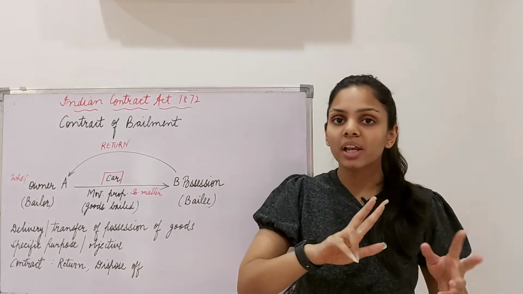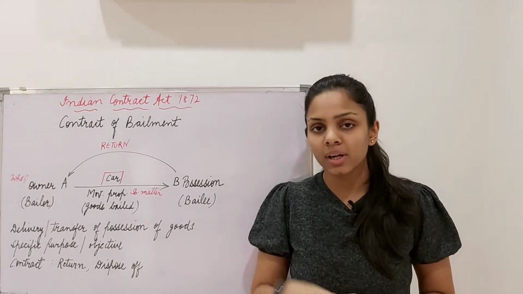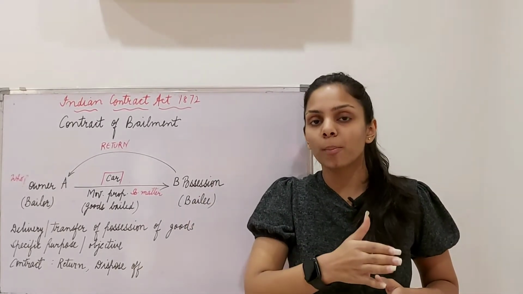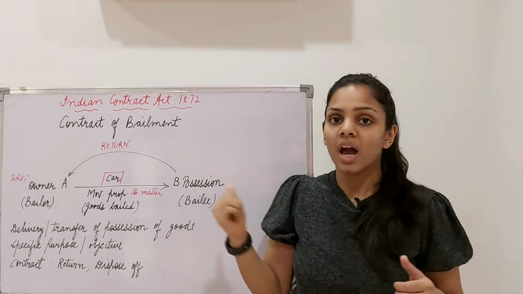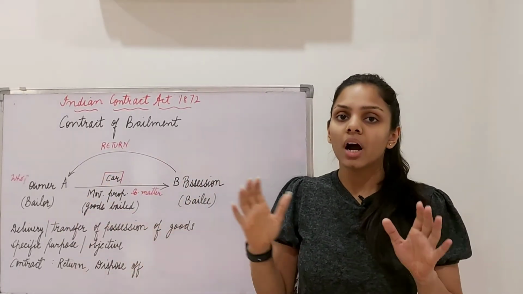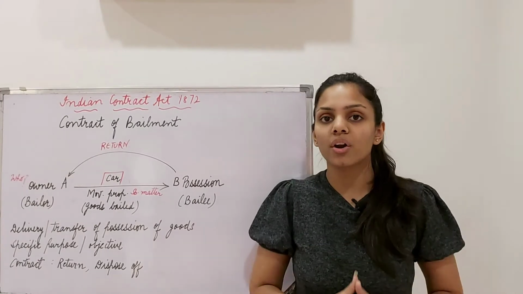So Bailor and Bailee are the two persons in a contract of bailment. Bailor is somebody who bailed his goods. Goods means movable property to some other person, and the person to whom the goods have been bailed by the bailor is called bailee. I hope you're getting it. These are the two parties to a contract of bailment.